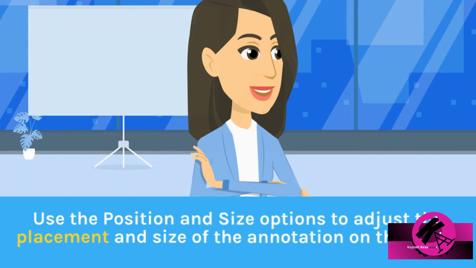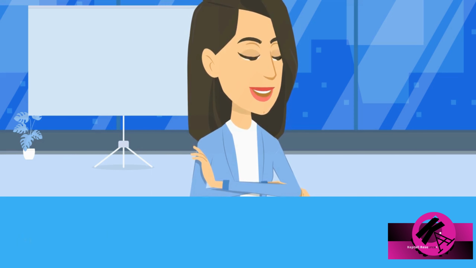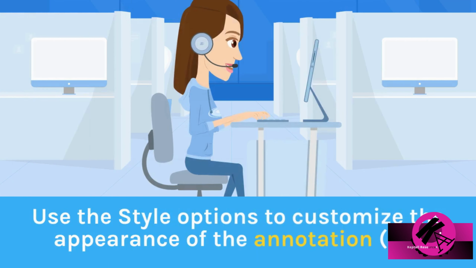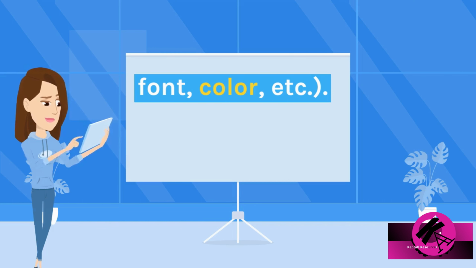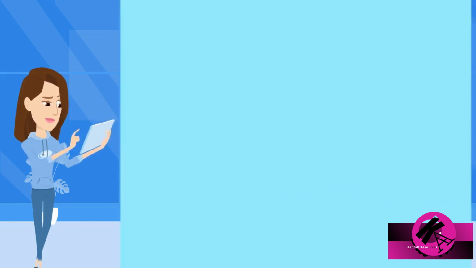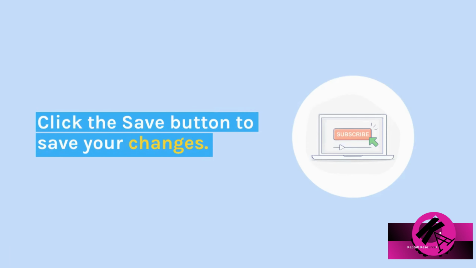Use the position and size options to adjust the placement and size of the annotation on the video. Use the style options to customize the appearance of the annotation, for example, font, color, etc. Click the Save button to save your changes.